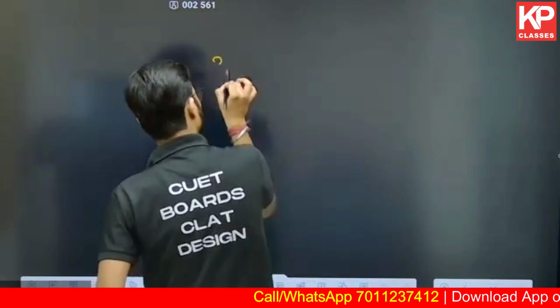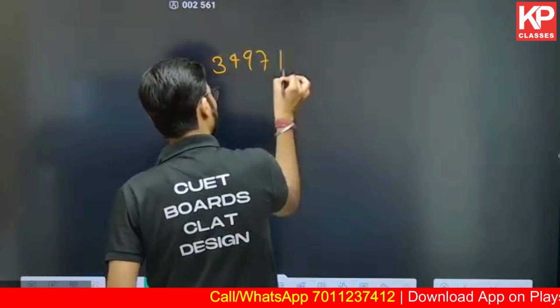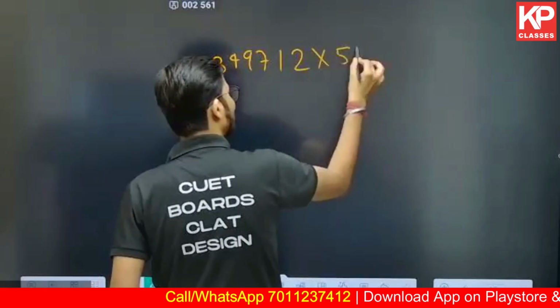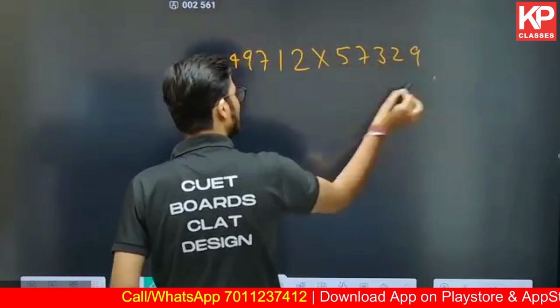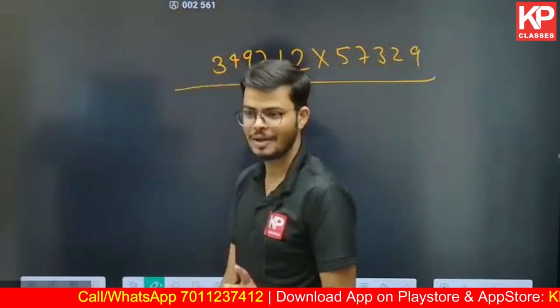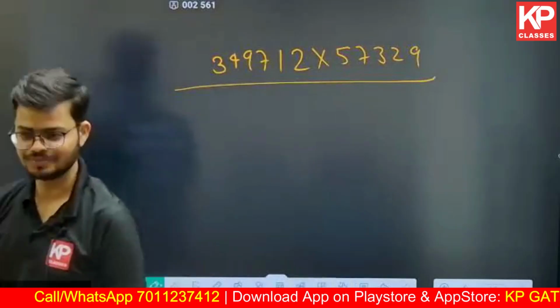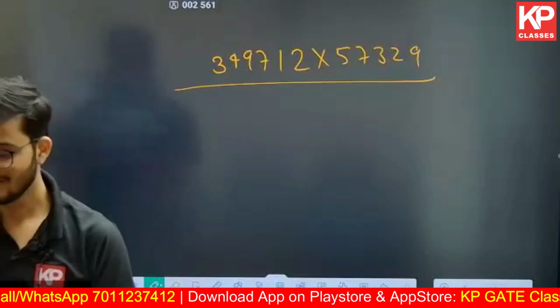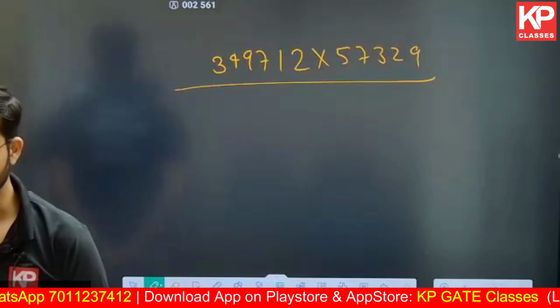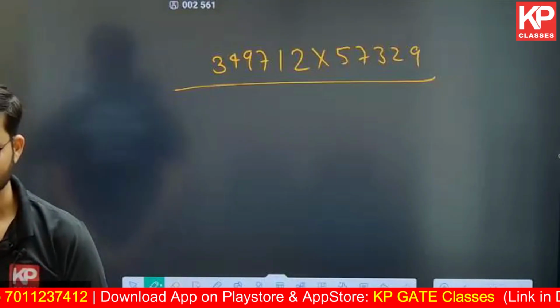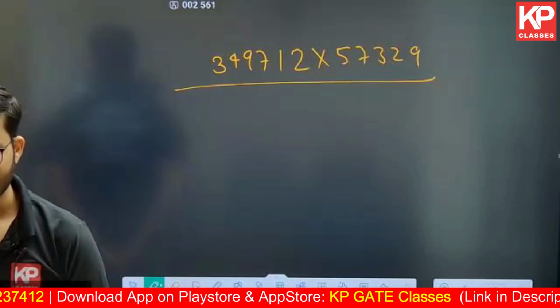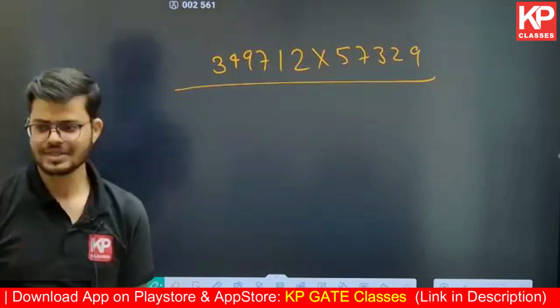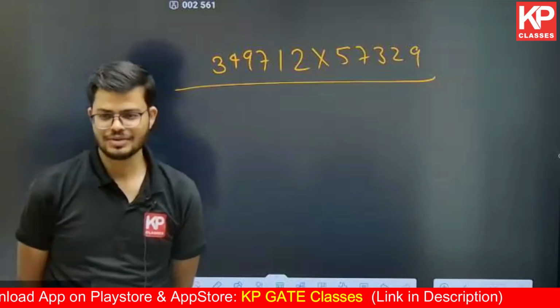Now, if I talk about 3, 4, 9, 7, 1, 2 multiplied by 5, 7, 3, 2, 9, what will be the unit digit in this case? Can you guys let me know in the chat box? What will be the unit digit in this multiplication? All right, we are going to understand it now. Yeah, 8 is the unit digit.